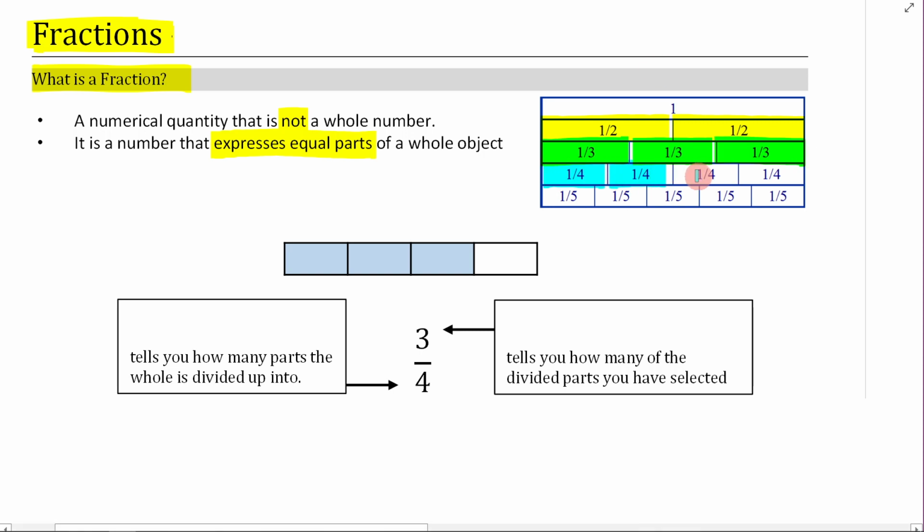So hopefully by looking at this diagram, we can now come back to our definitions and they make a bit more sense. We're not dealing with a whole number, are we? We're not dealing with a whole number as this 1 is. Instead, we're dealing with things that are less than one whole number. And as you can also see, it's a number that expresses equal parts of the whole. Do you see how I'm always breaking up this whole 1 into equal parts? I've got equal parts of quarters or equal parts of fifths or equal parts of thirds, but they're always equal. And that's another key definition of what a fraction is.